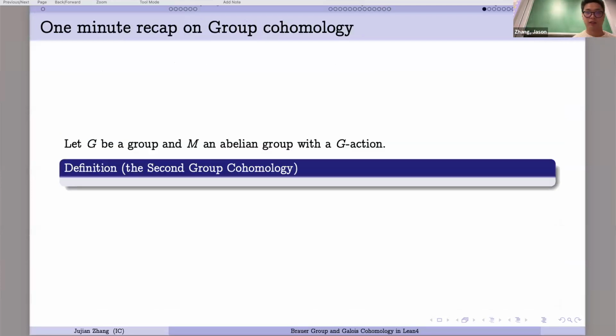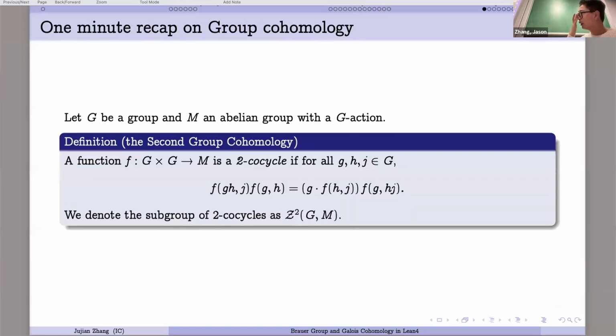And now we are going to learn group cohomology in 1 minute. So what is a cocycle? If G is a group and M is an abelian group, then a 2-cocycle is a function from G×G to M that satisfies this equation. And you can check that all the 2-cocycles form a subgroup.